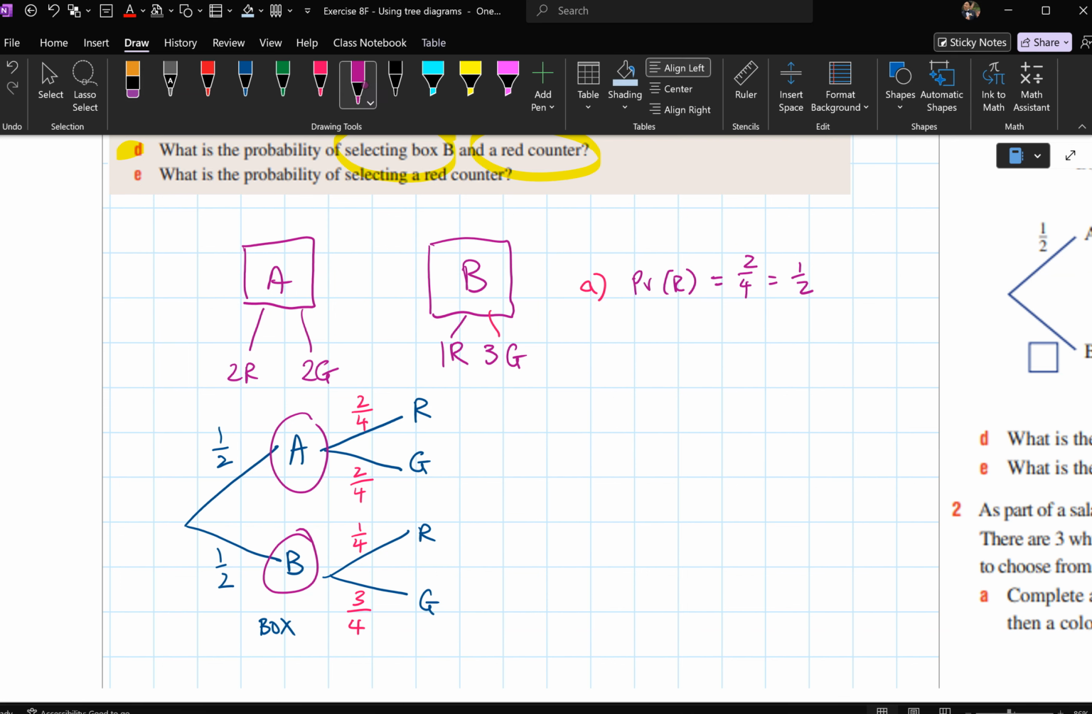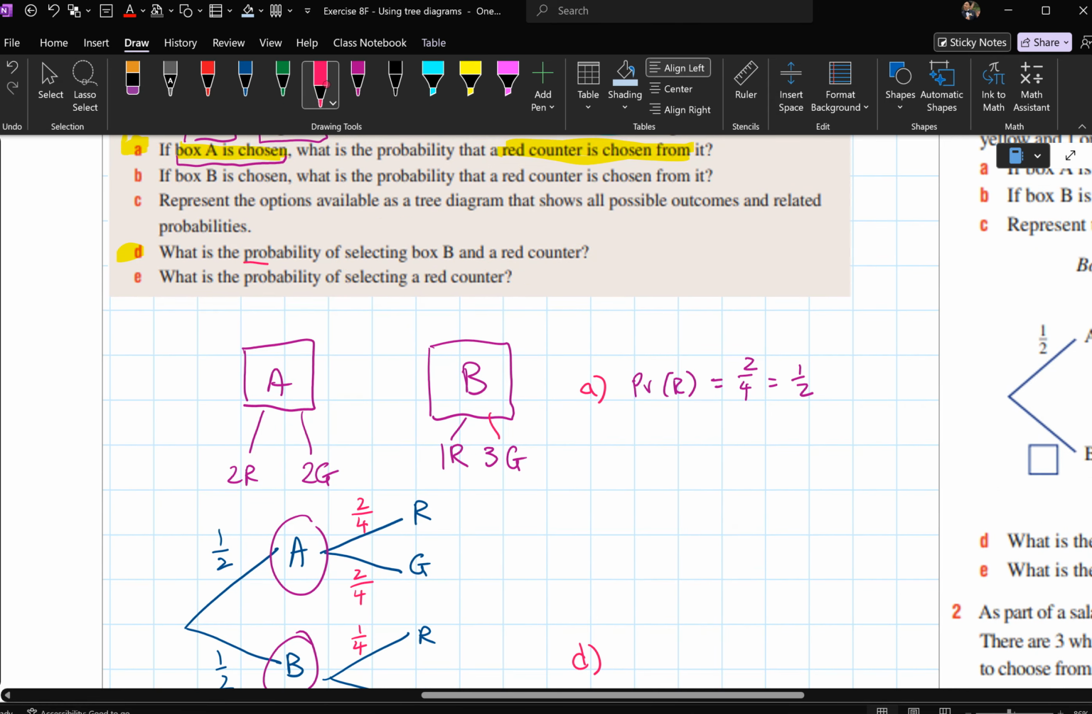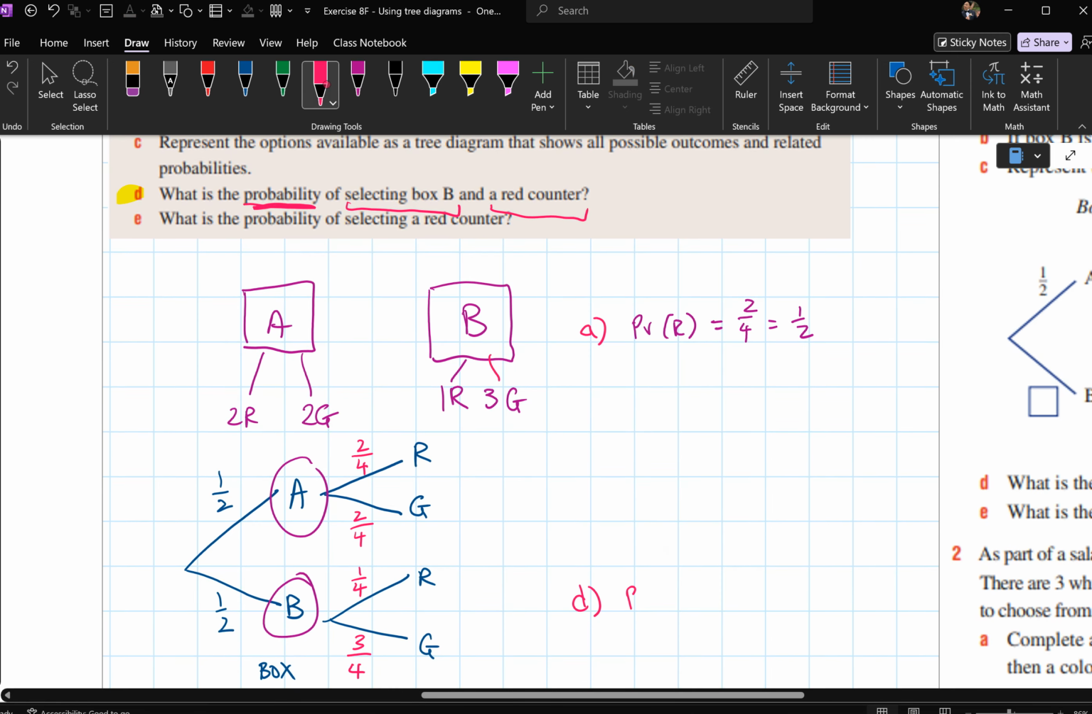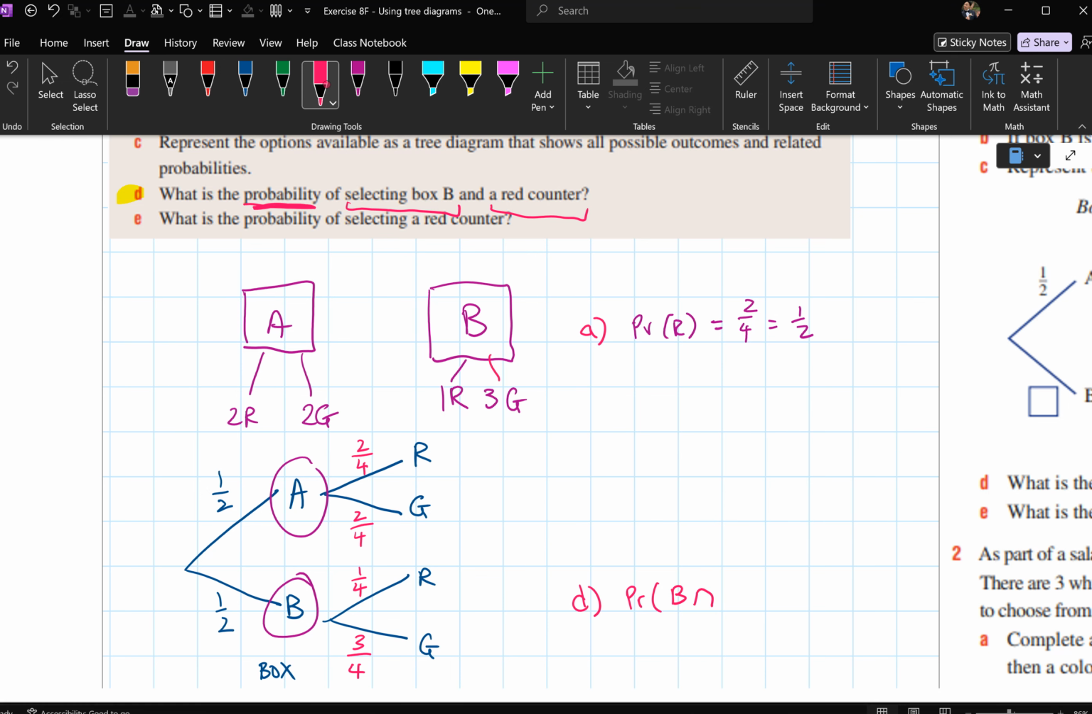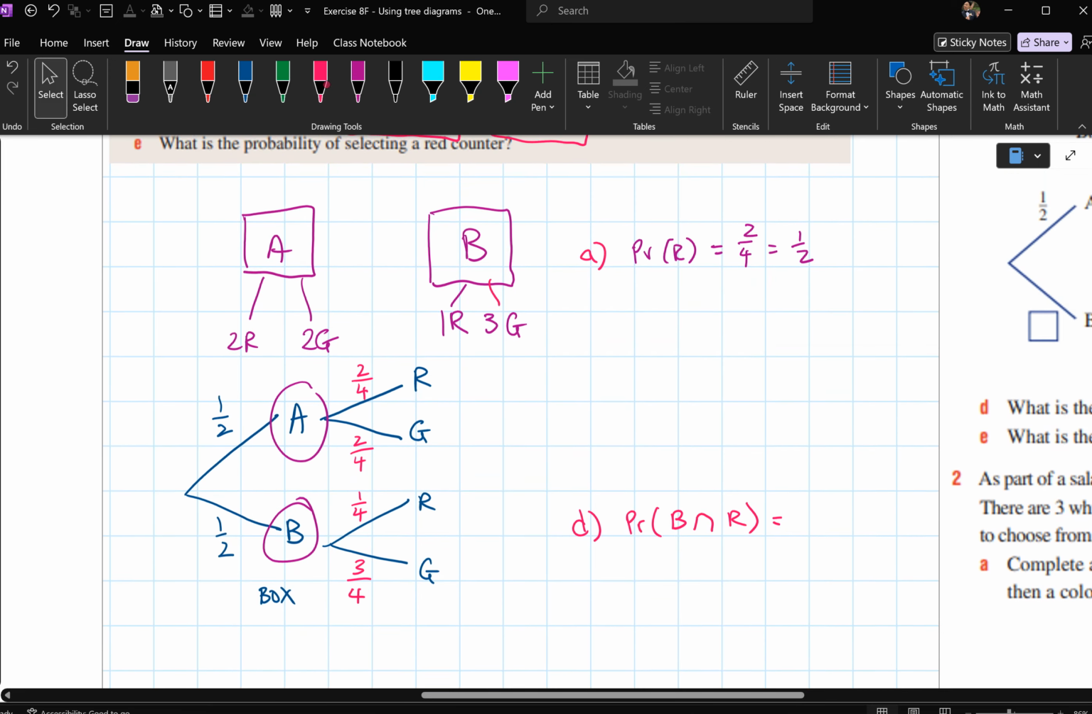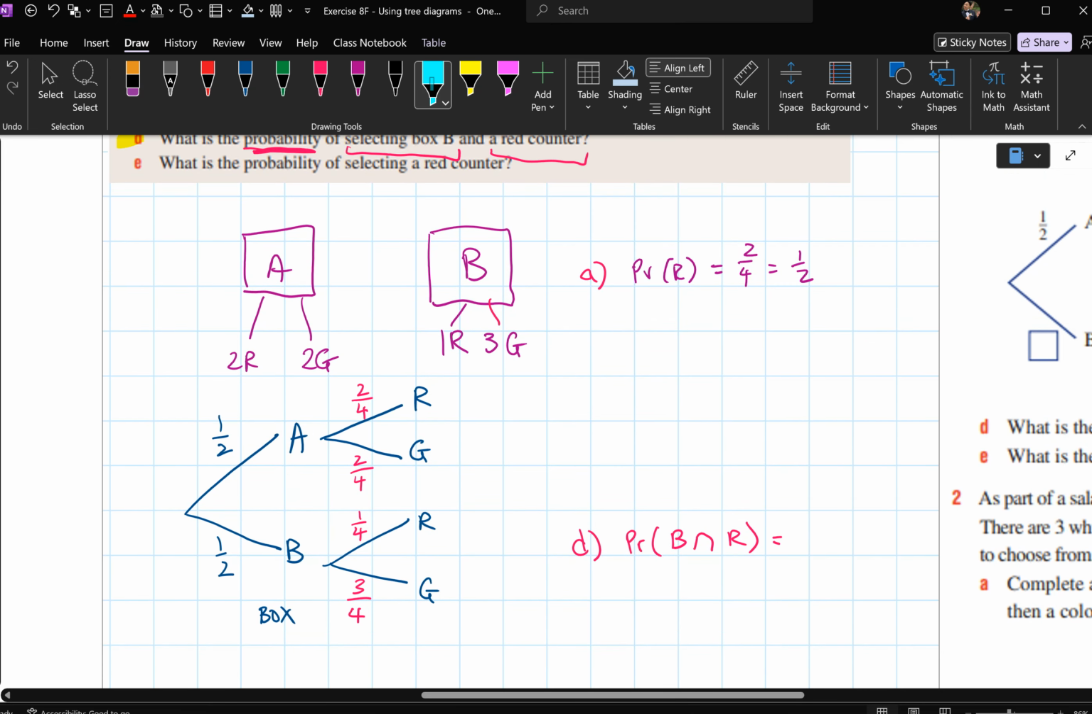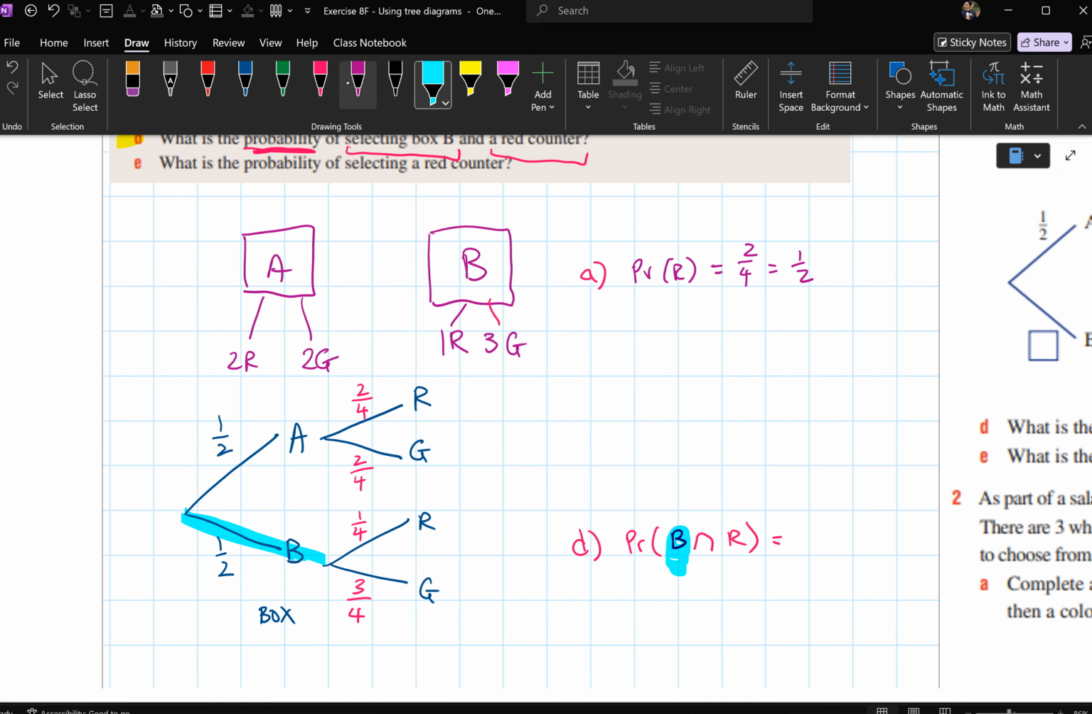Whereas if I did D, I'm just going to jump down and do question D so you can see the difference between them. D says, what is the probability of selecting box B and a red counter? See, now this is different. This one's saying, I want you to tell me what's the chance of getting B first. And then I want you to get a red counter. Okay, so if you were to do this, let's do it slowly. What's the chance of getting B first? You got a half a chance. Look at the tree diagram. You got half a chance. So you write down, you got 50% chance of getting box B.